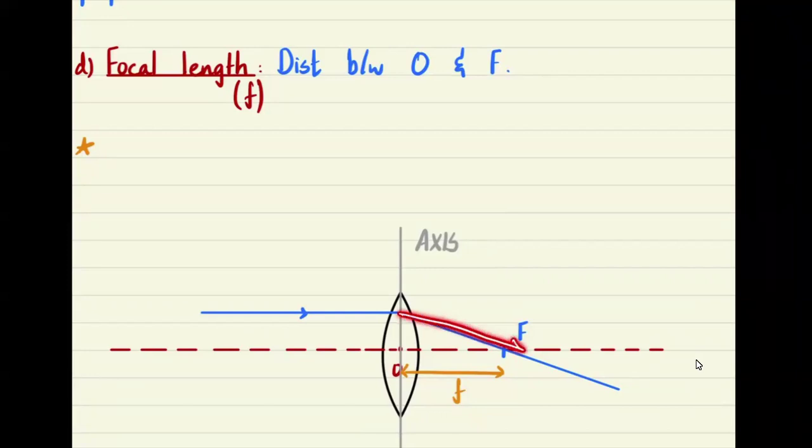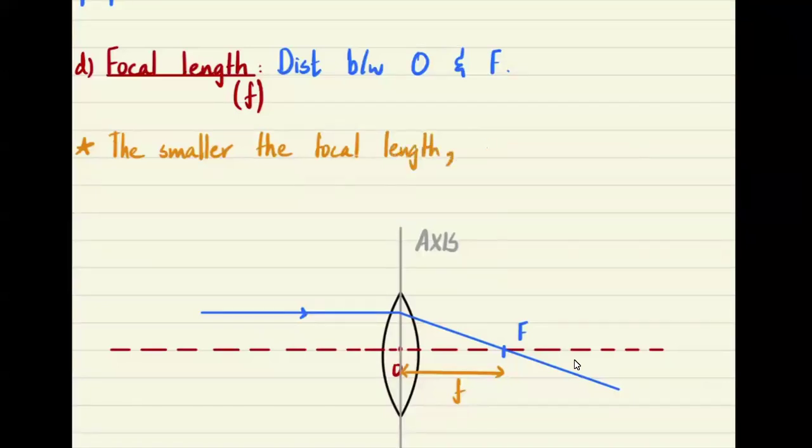So instead of passing through here, it would maybe pass through here. And then it would intersect the principal axis first. So this length would be shorter. So that's an indicator of the power of the lens. So the idea is this: the smaller or the shorter the focal length, the more powerful the lens.